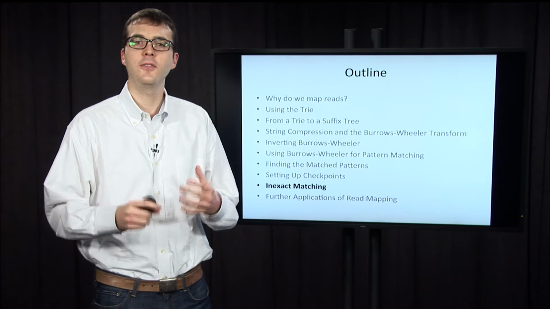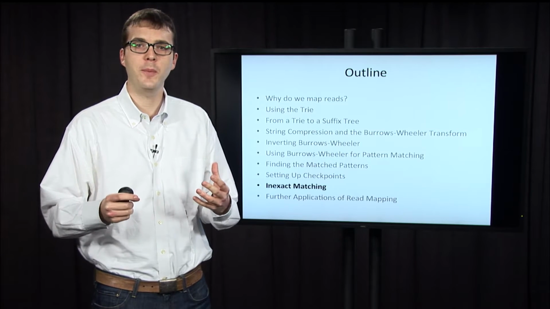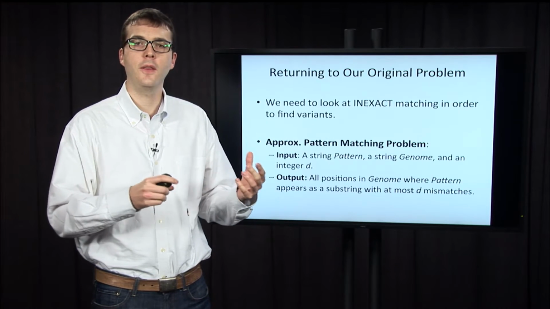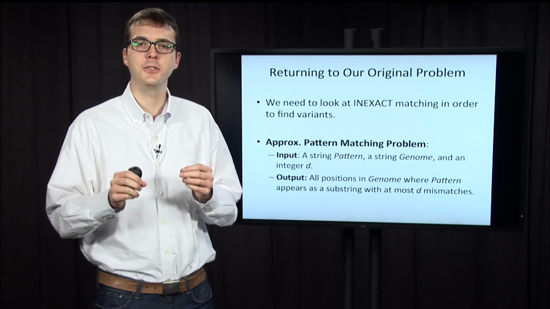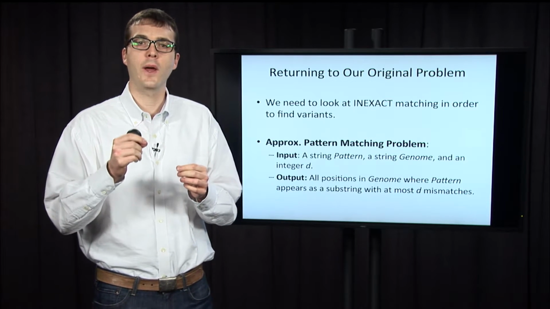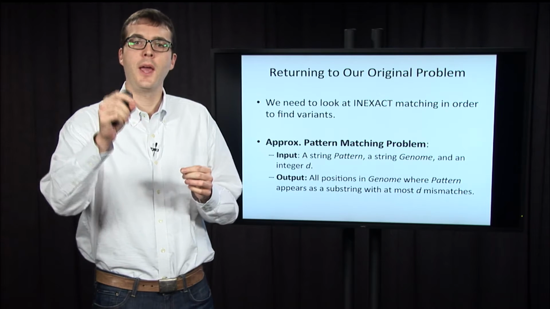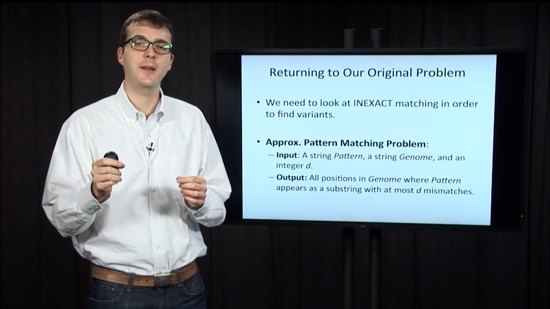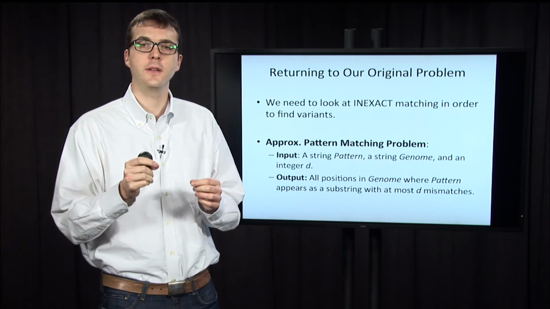So now we have a really efficient method of doing multiple pattern matching using the Burrows-Wheeler transform. But I want us to recall that finding exact pattern matches is not what our original goal was. We want to find places where your individual genome has variance when compared to the reference genome. So we need to look for inexact matching in order to find these variants.